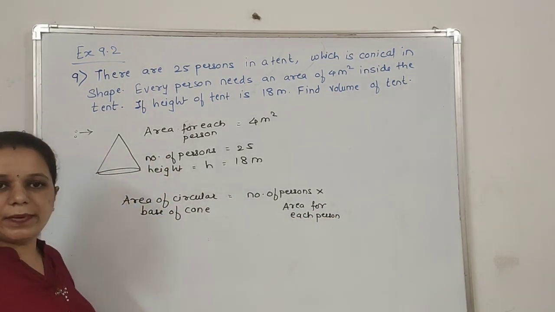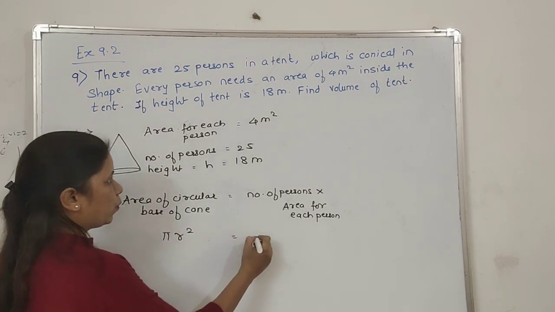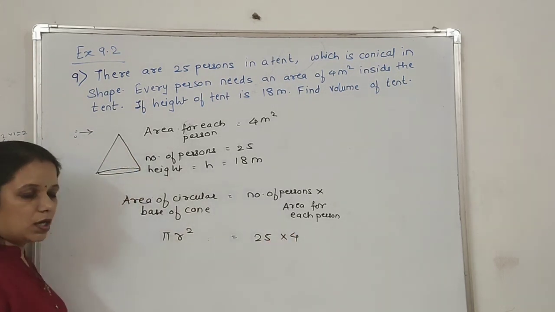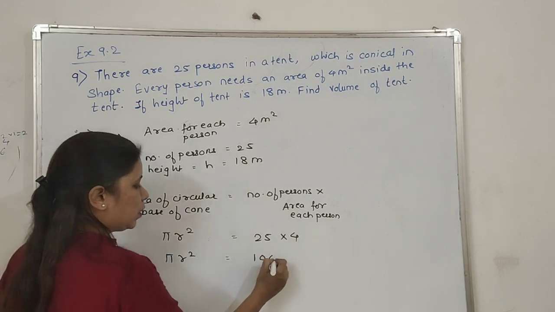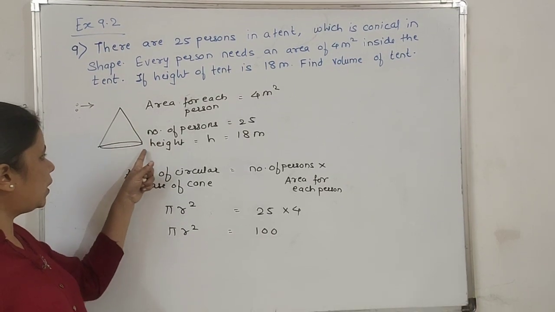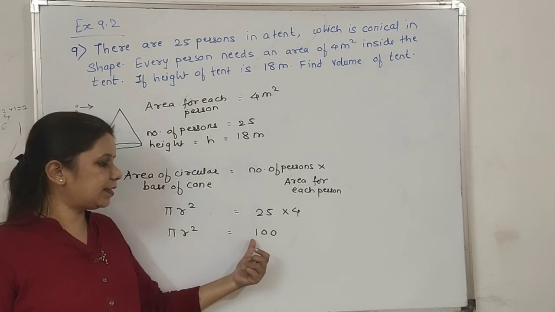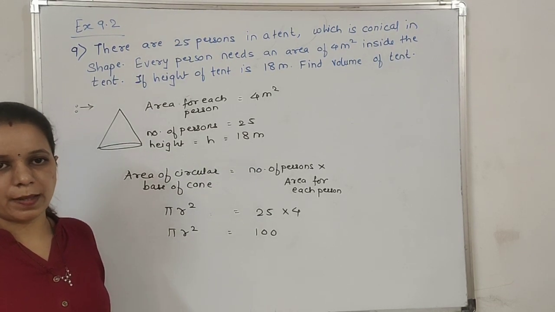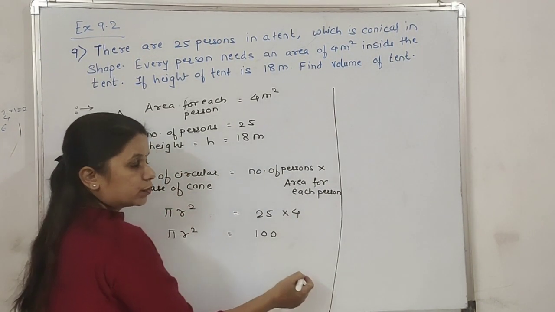Now circular base means pi r square is equal to 25 into 4. So pi r square is equal to 100. So the circular base of the cone has an area of 100, obviously meter square. Now we need to calculate the volume of the cone.